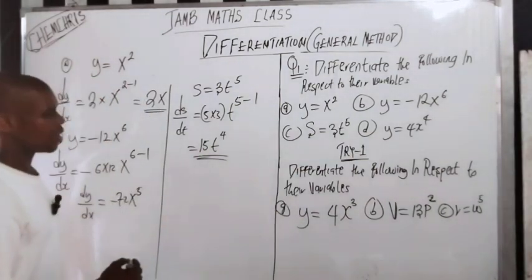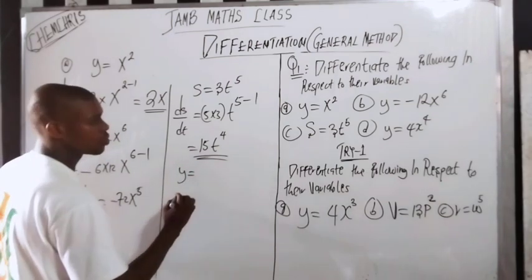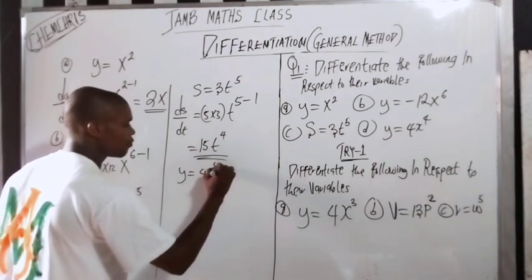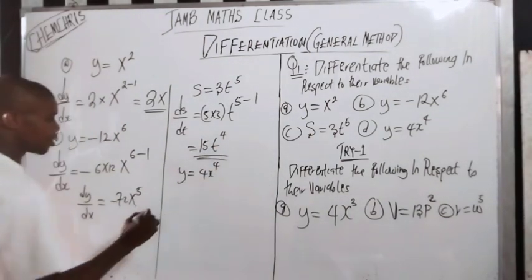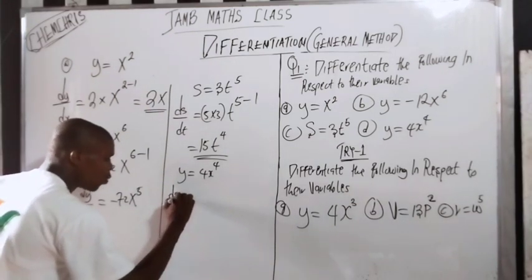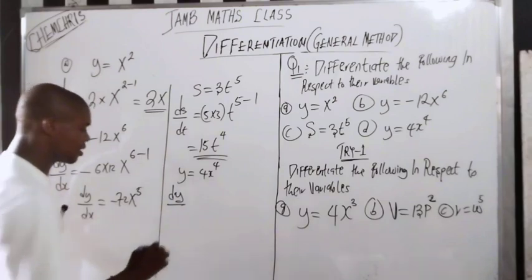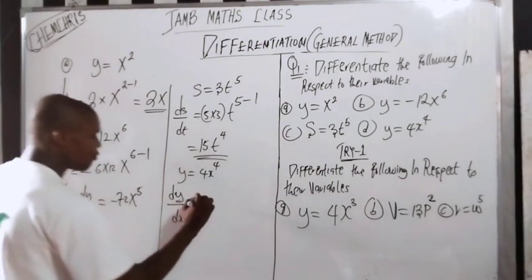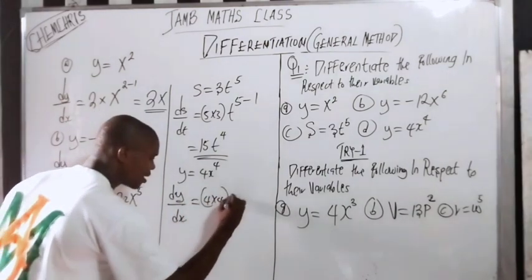So let's differentiate the other one here. Here we have y equals 4x raised to 4, right? So it's going to be dy over dx. It will be 4 times 4, right?